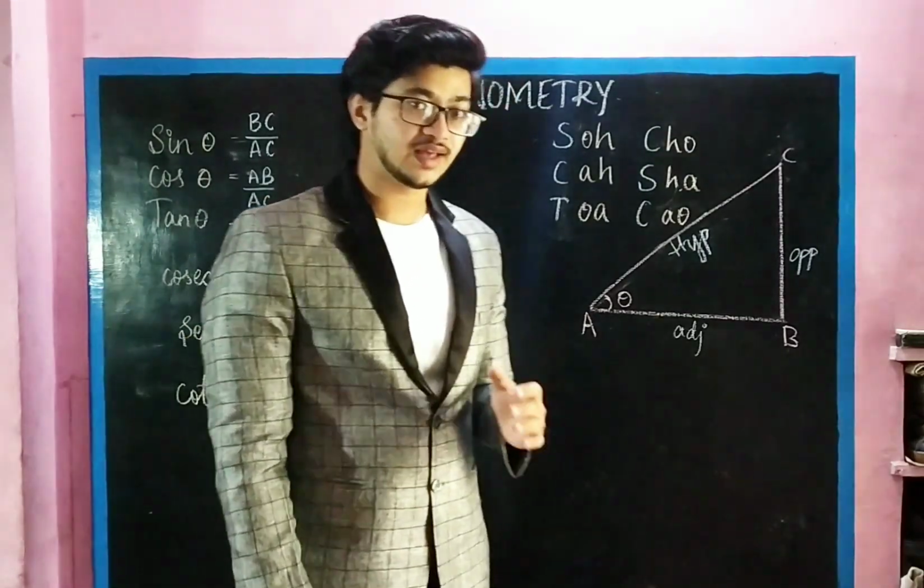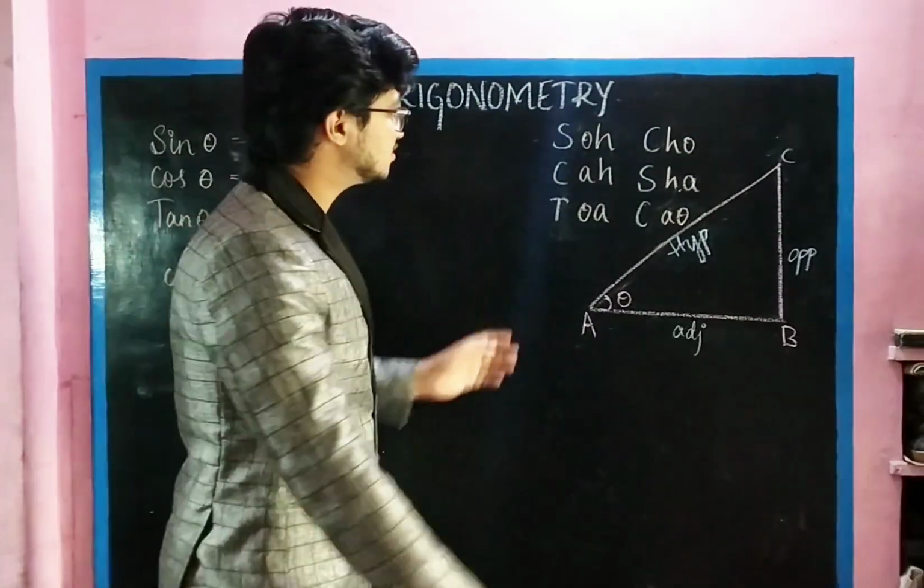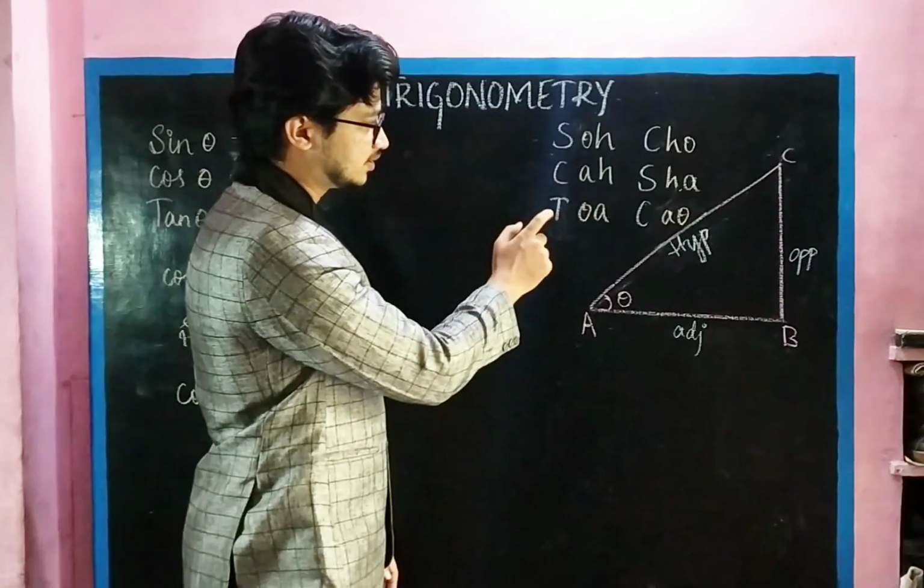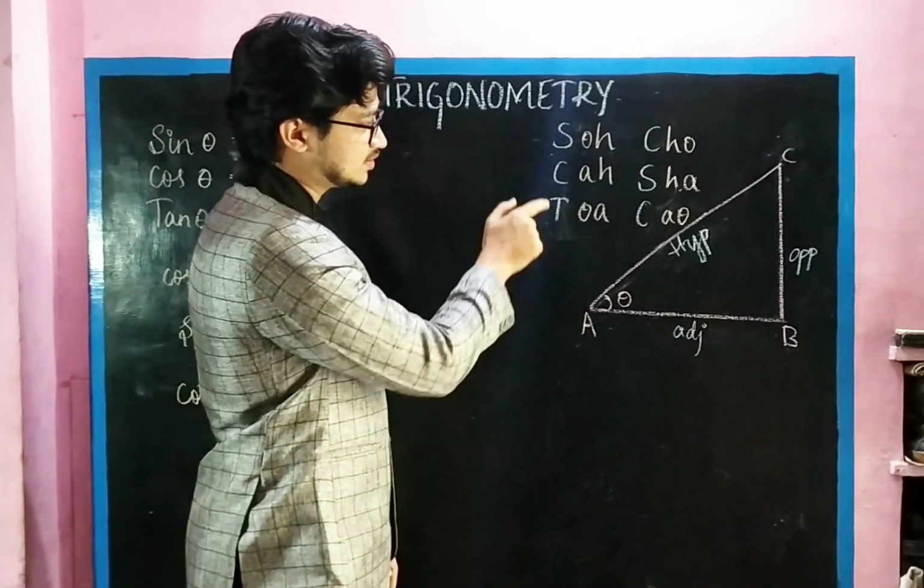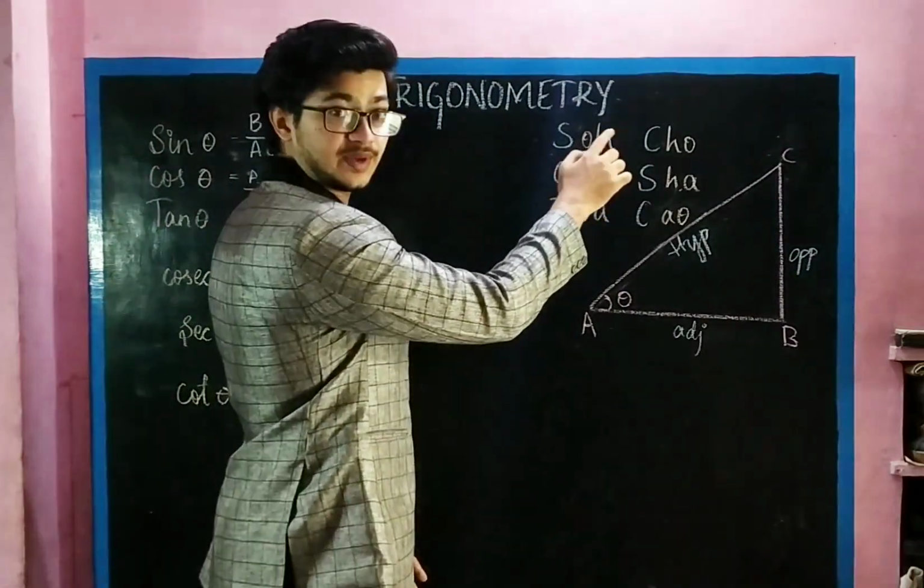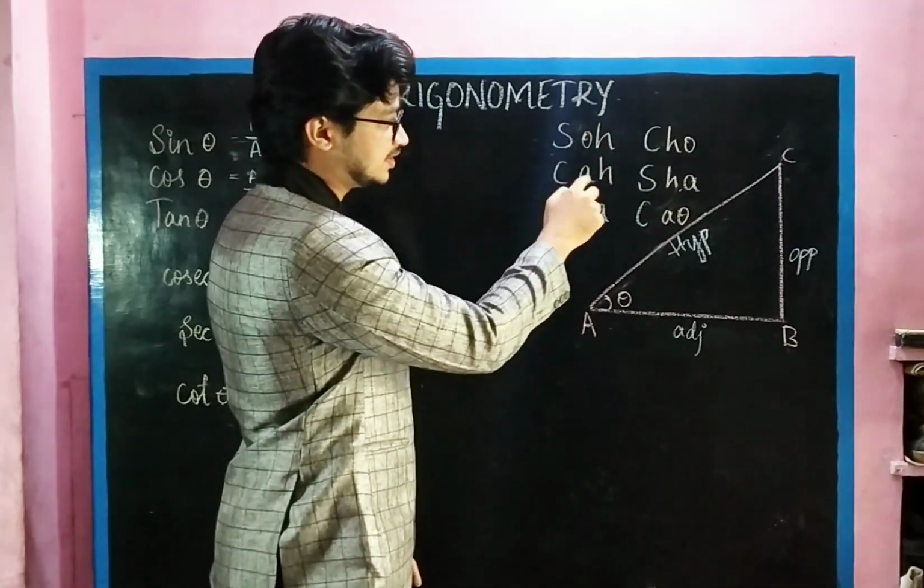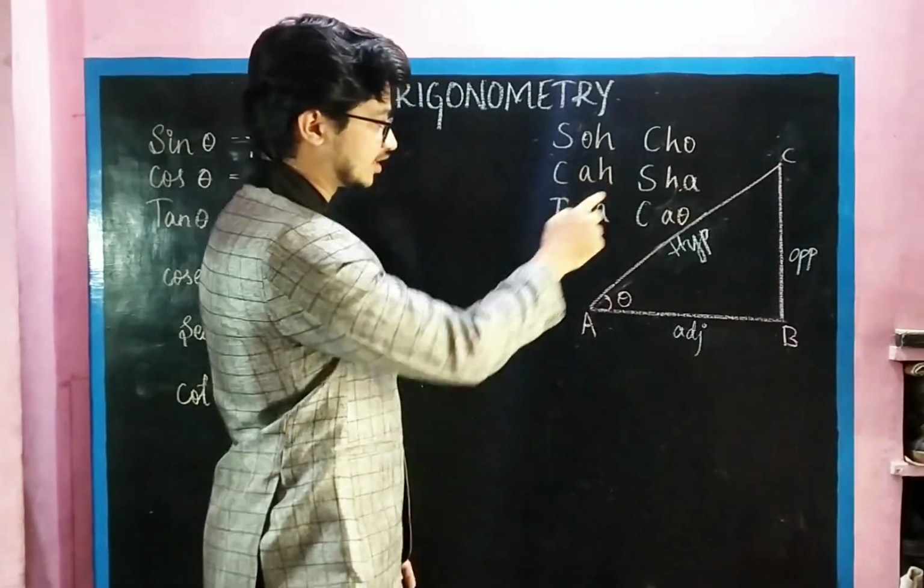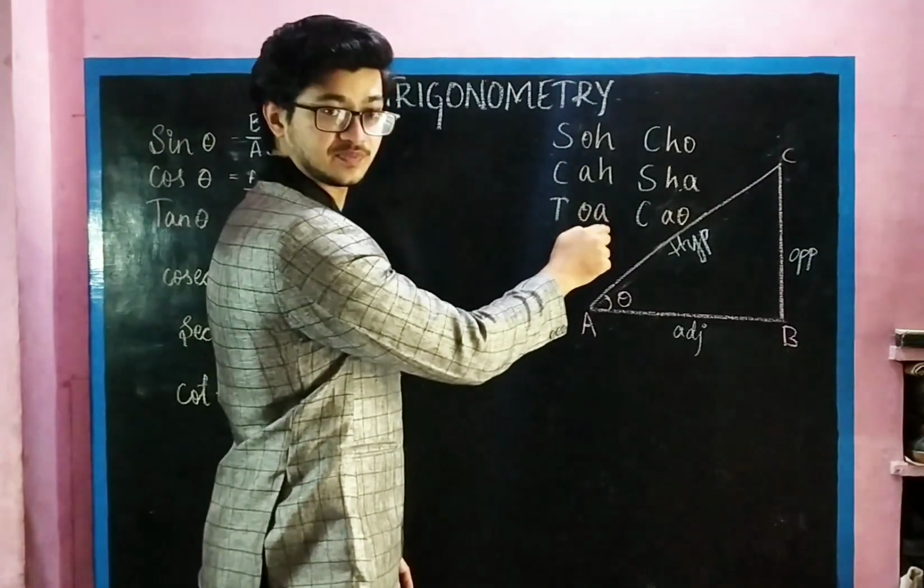Next, first how to remember it? You have to remember all the ratios by using this simple shortcut. This is sin theta, cos theta, tan theta. Sin, cos, tan. SOH means opposite by hypotenuse. CAH means adjacent by hypotenuse. TOA means opposite by adjacent.